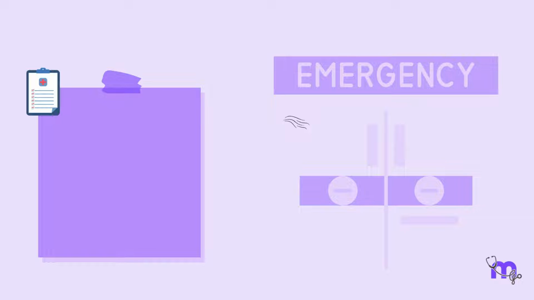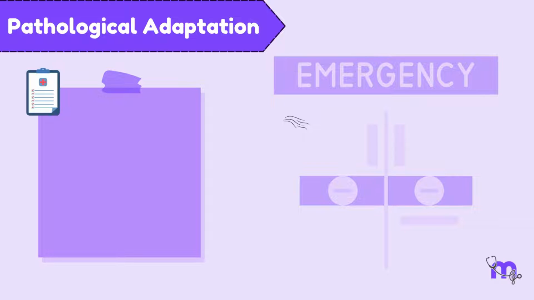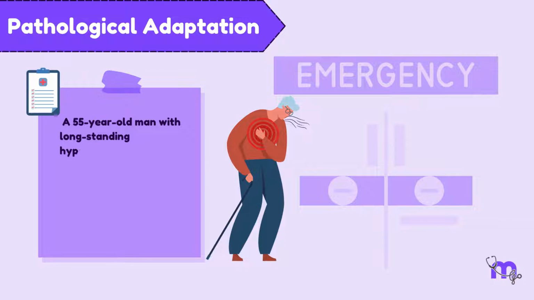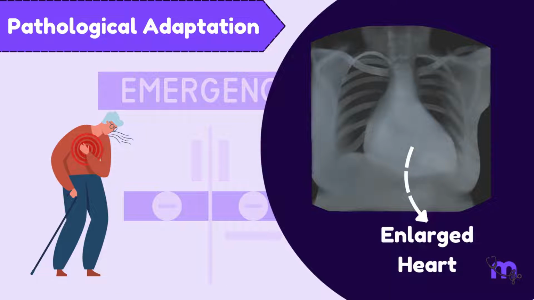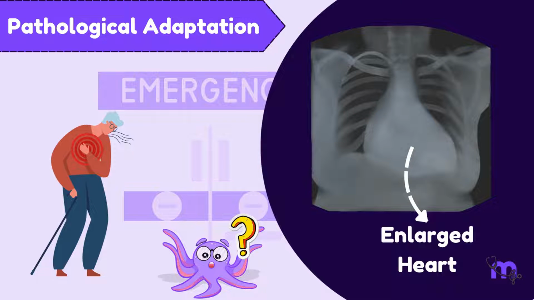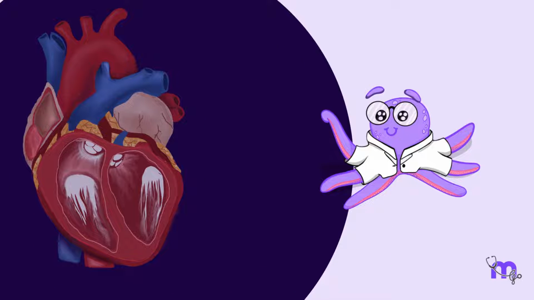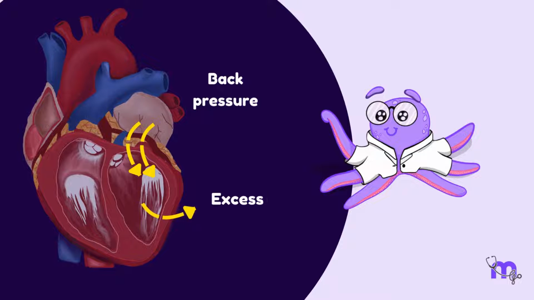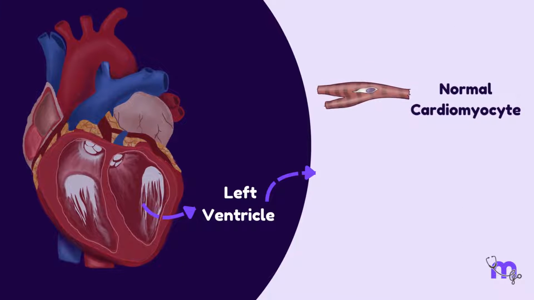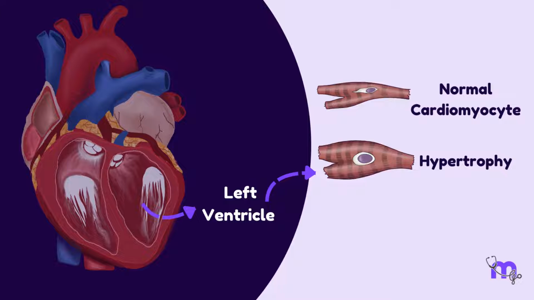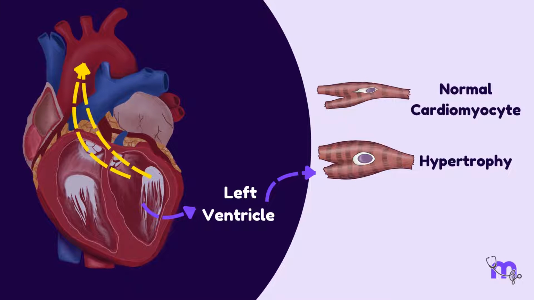But adaptation can be pathological too. A 55-year-old man with long-standing hypertension presented to the emergency department with chest pain, breathlessness, and palpitations. Imaging showed an enlarged heart. What could have caused this? The long-standing hypertension exerted a back pressure on the left ventricle, creating an excessive workload. The ventricle tried to adapt. The cardiomyocytes hypertrophied in an attempt to pump out more blood from the heart.